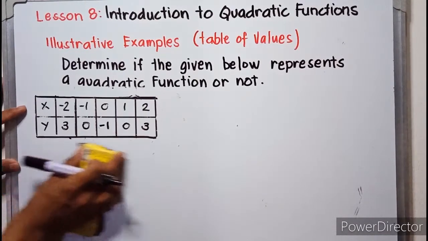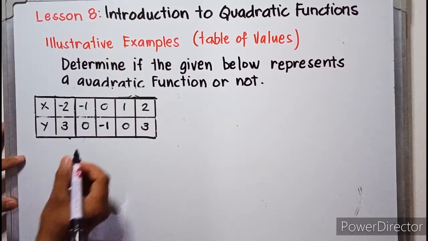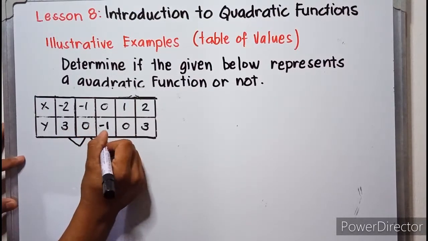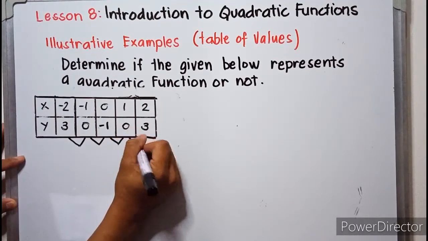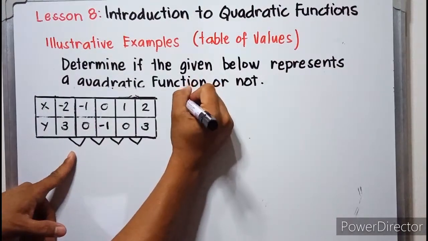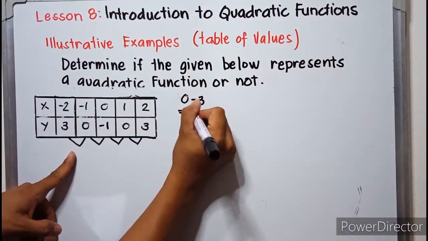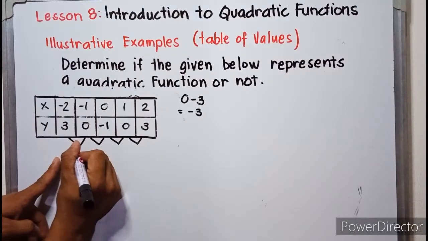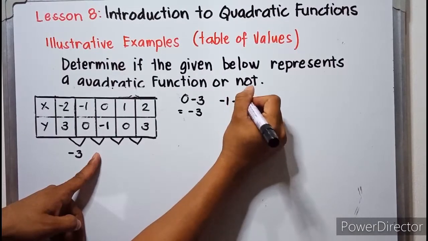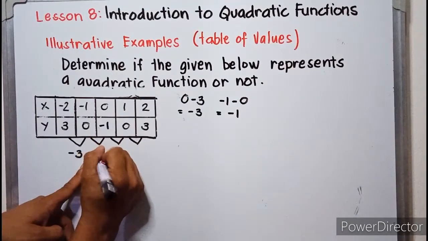Now, paano naman sa ating y? Kuhanin natin ang kanyang first difference. Paano kinukuha ang first difference? Dito, ima-minus mo yung nasa unahan na value in the preceding value. For the first one, our value is 0 minus 3. What is 0 minus 3? The answer is negative 3. Then the second one, negative 1 minus 0. The answer is negative 1.